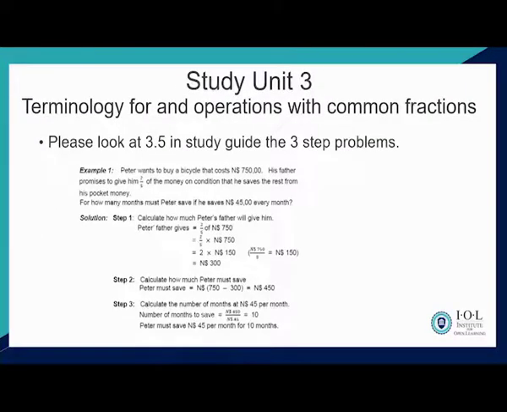Look at 3.5 in the study guide, the 3-step problem. That is also my favorite. Example 1. Peter wants to buy a bicycle at the cost of $750. His father promises to give him 2/5, only 2/5, of the money on condition that he saves the rest from his pocket money. So he needs 3/5 to make $750. Step 1: calculate how much Peter's father will give him. His father gives him 2/5, that is $300.